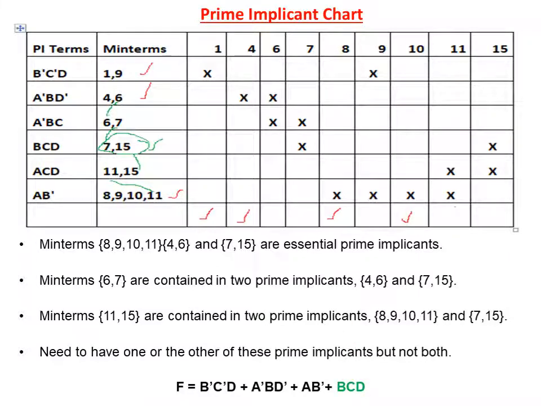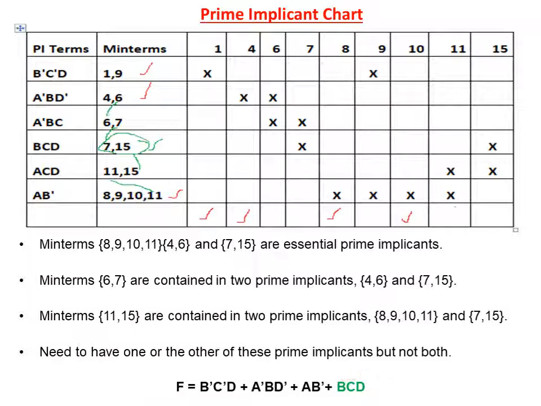So once again, the reason is from the 6, 7 expression, 6 is already grouped with this combination, so only the 7 min term is left here. Similarly, in this combination, 11 is grouped with this combination already, so the min term left is 15. So the uncovered ones are 7 and 15. The 7 and 15 is present in this combination itself, so we are taking the 7 and 15 combination only for the final simplified expression.